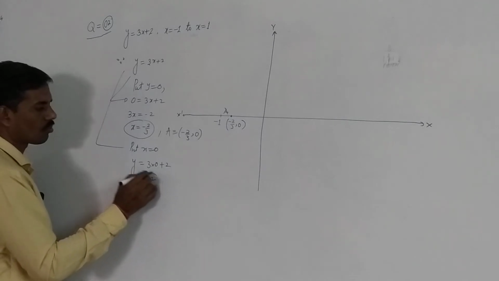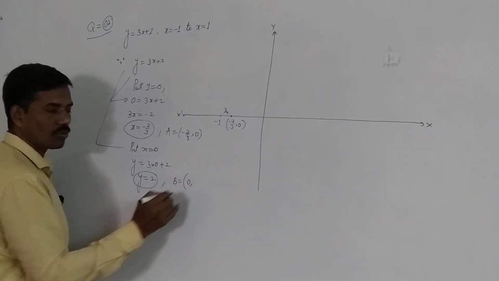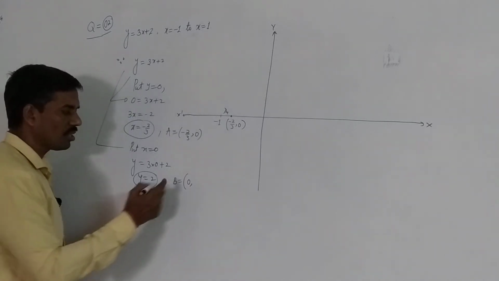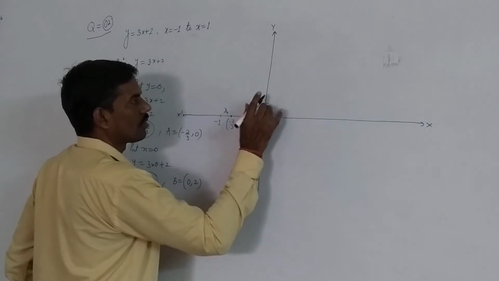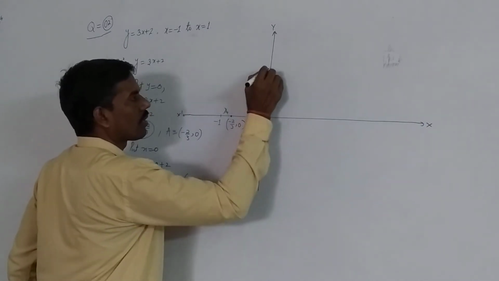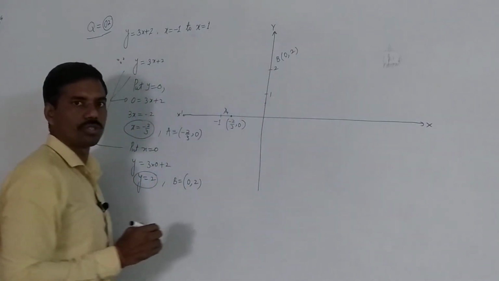We get y is equal to 2. Let that point be B. So the coordinates of point B are 0 and 2. Let this one be 1 and 2. This point is B, whose coordinates are 0 and 2.